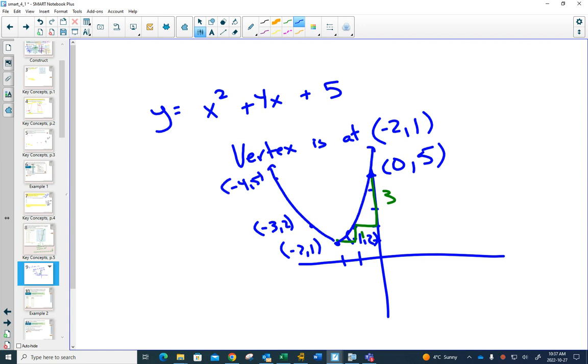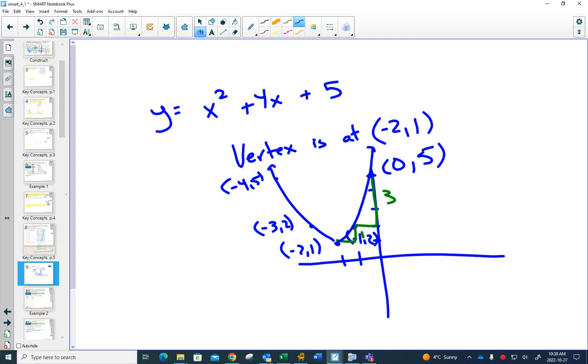And if I wanted to find the next point, I could go over 1 and up 5. So this pattern, the 1, 3, 5, is going to be really helpful because once you've found your vertex, you now can find a whole bunch of points fast. Faster than plugging them in, right?